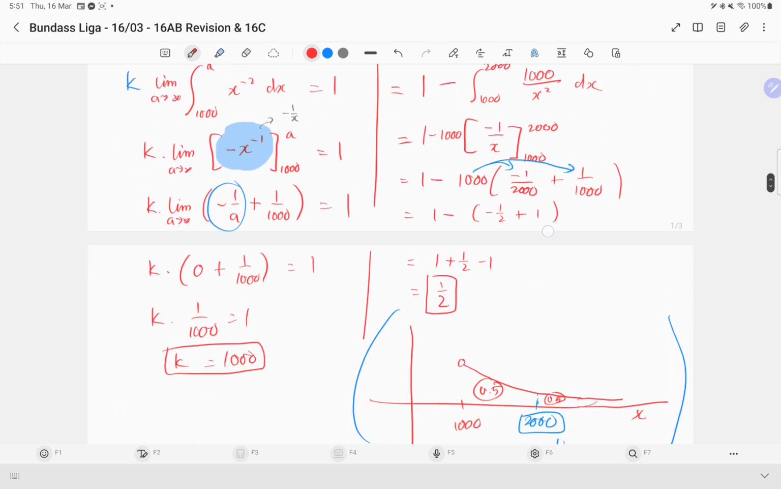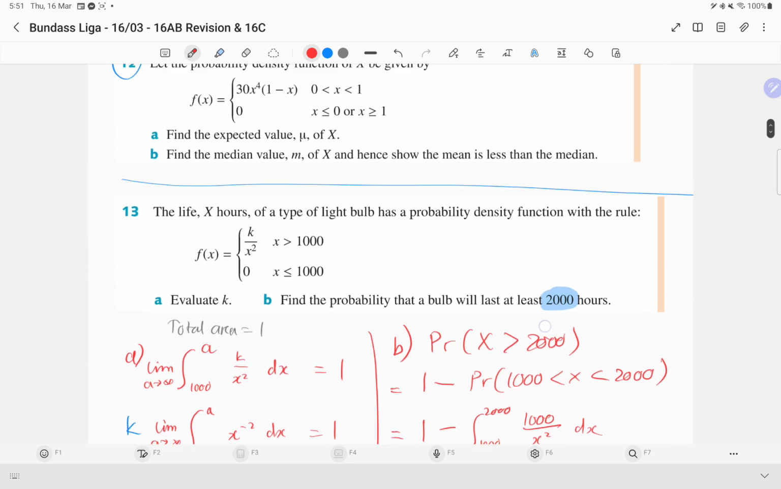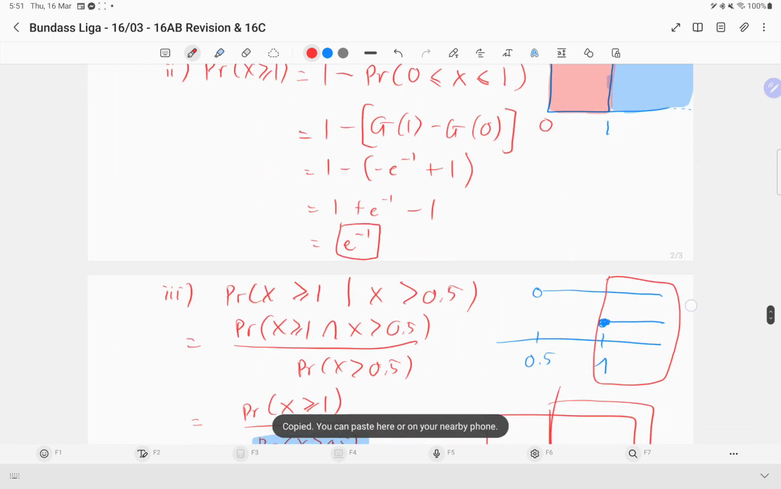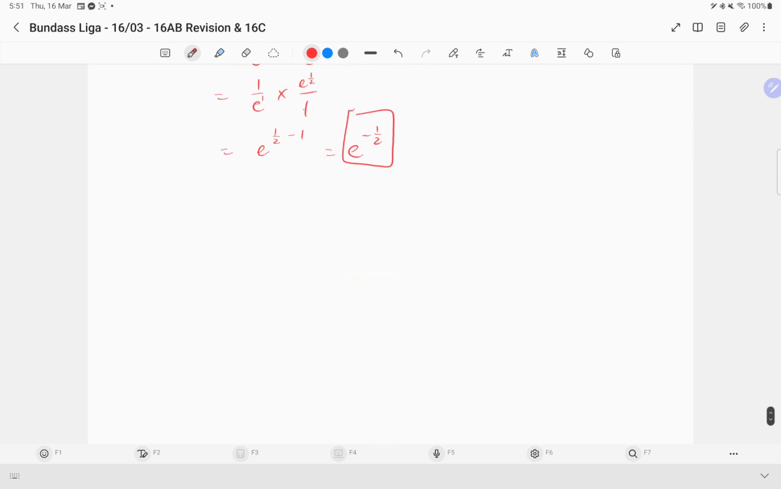Notably, this one is a little bit harder than the other one, but the last one should be easy. Okay, so the last one is 16B, question 12. Now, this one is a calculator question. How would you solve this one using a calculator?